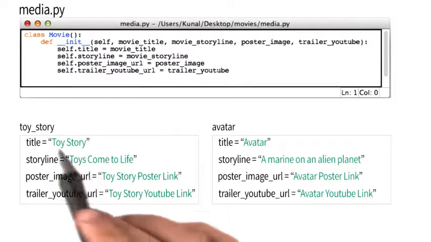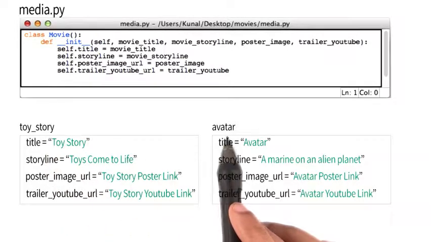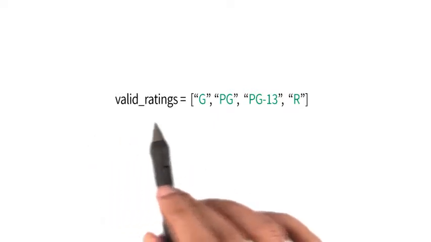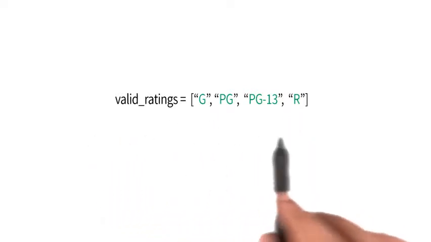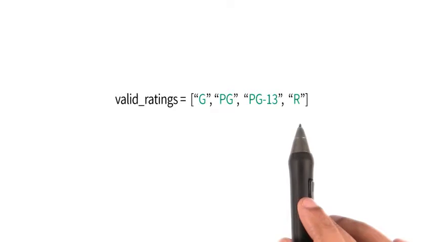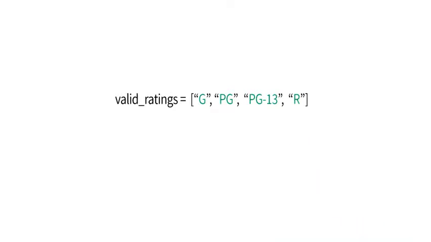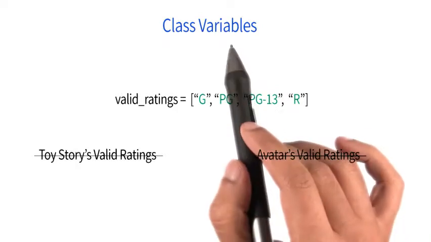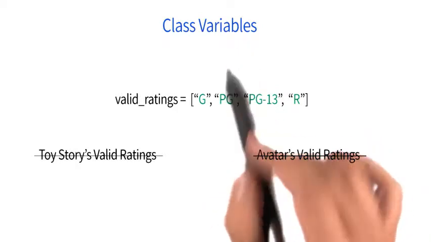Sometimes, however, we need variables that we want all of our instances to share. So consider the variable valid ratings for a movie. This is an array or a list of all possible ratings a movie could have. It would not quite make sense to say, here are Toy Story's valid ratings and here are Avatar's valid ratings. They would essentially be the same for all instances. Thus, this variable is really associated with the class Movie and is therefore called a class variable. Let's see it in action.